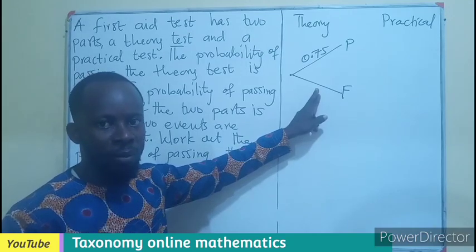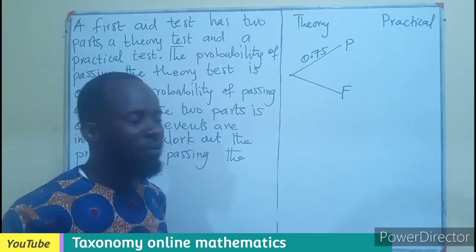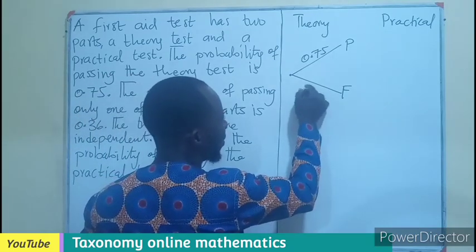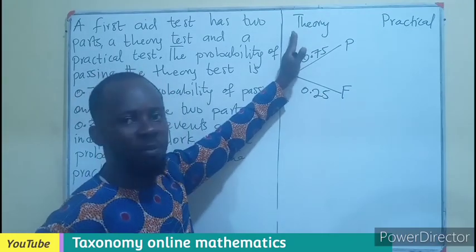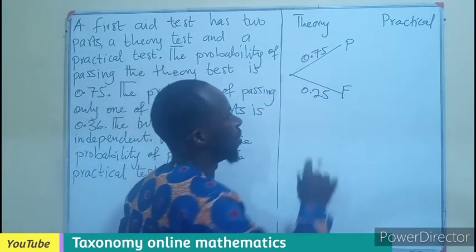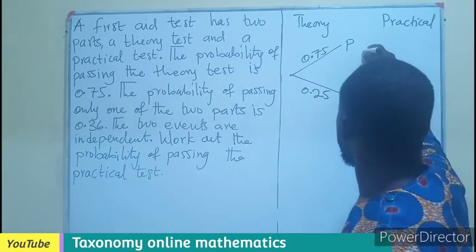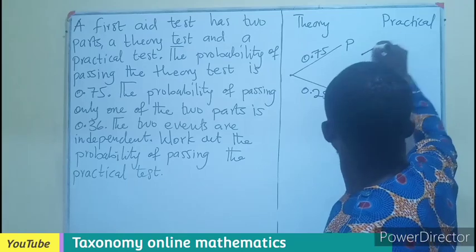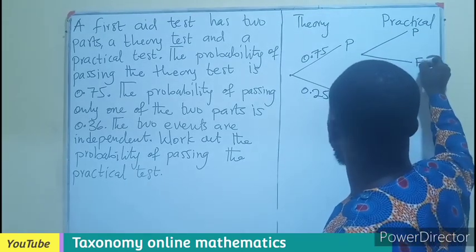That's one law of probability. So 1 minus 0.75 will give us 0.25. So that is the probability of passing and failing of the theory test. Good. Now, let's talk of the practical, which is also going to have branches here. Passing and failing.